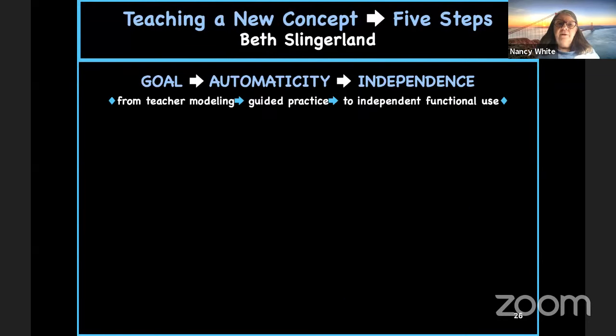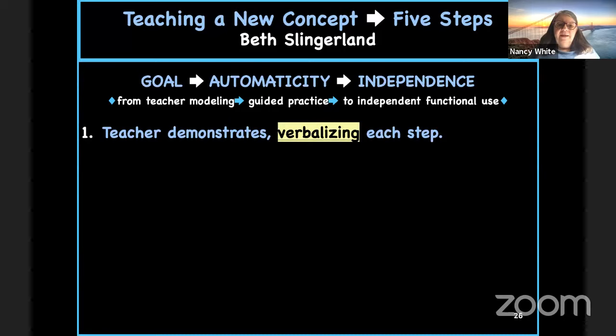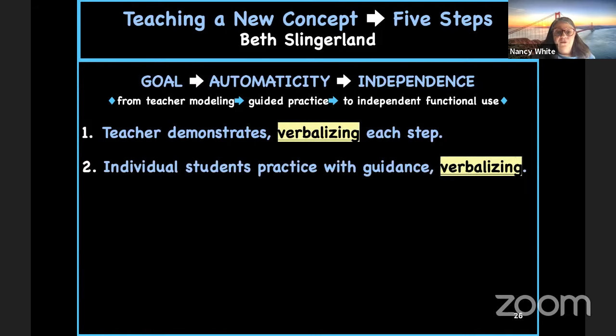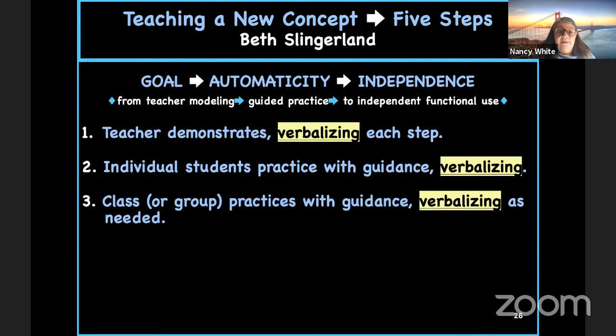This is Beth Slingerland's gradual release of responsibility model, again emphasizing the verbalizing, where you tell them, and I'm going to do that in a minute with a couple of procedures, you show them what to do, and you use words to say what you're doing. Then you have a student do the same thing, using his or her words to explain. Ultimately, you might get to where the class is practicing, but you're still guiding and checking, and you want them to verbalize as needed. Sometimes they won't be verbalizing at that point. They'll be just moving their mouths. Sometimes they'll be doing it inside their head.